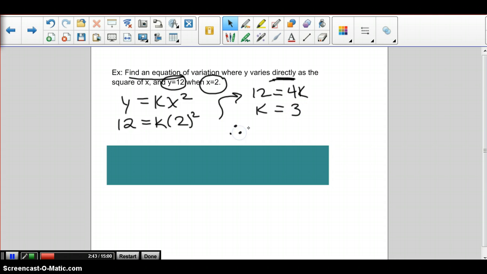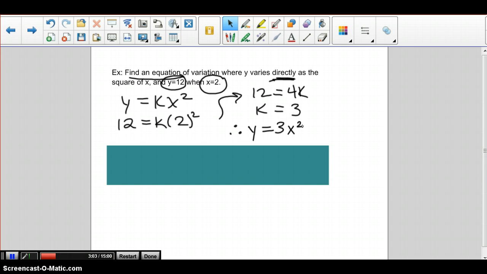So to finish off what we started, we're going to answer the actual question. It says find an equation of variation. We're going to plug that k back into this original equation, and that will be our answer. Okay.